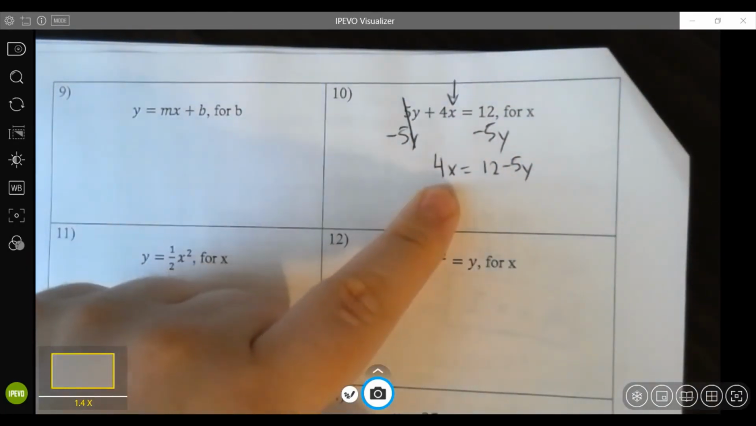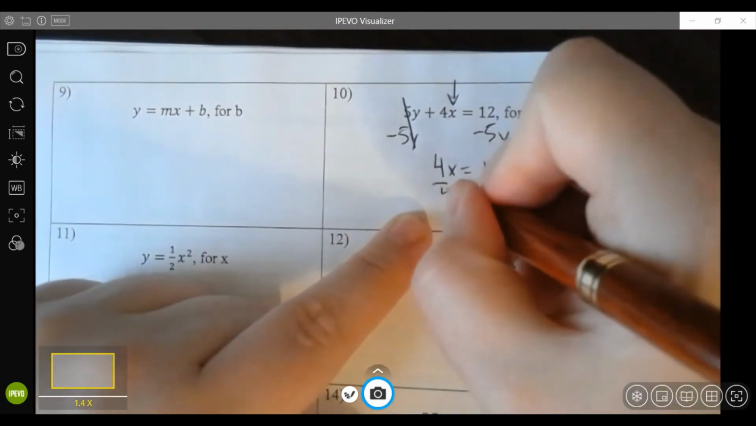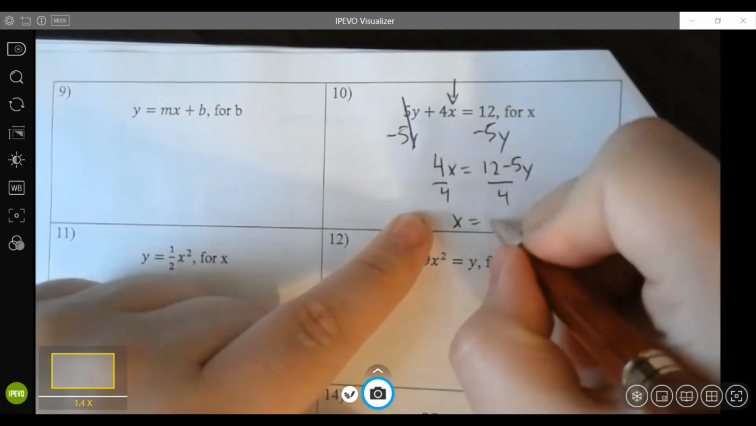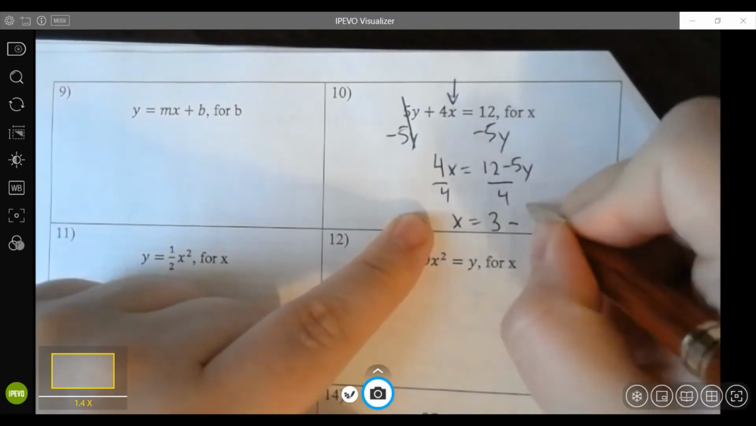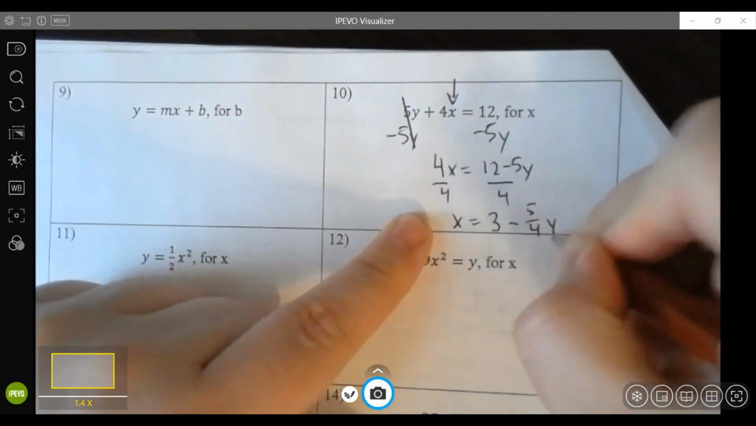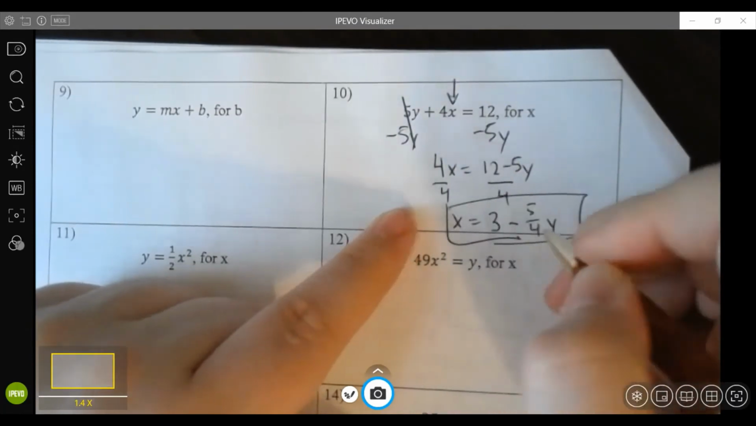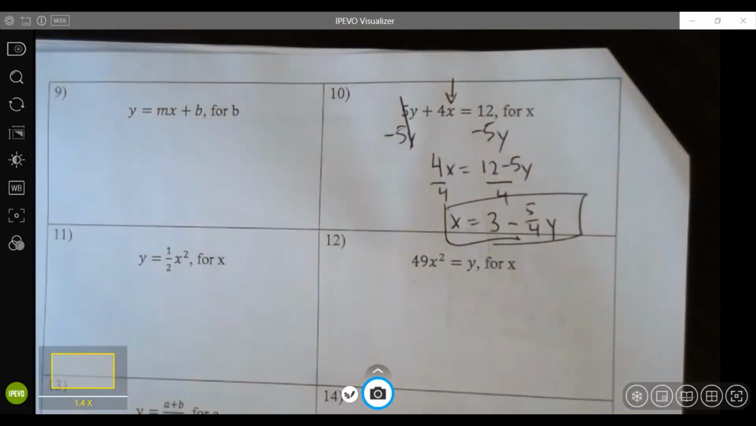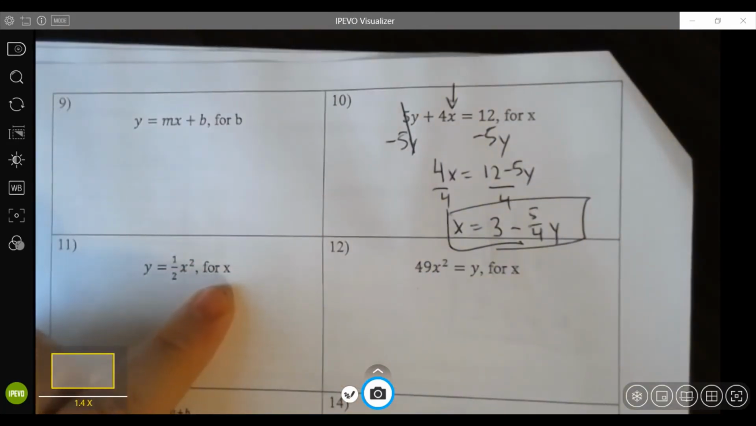And then now what's with the x is the 4. So we're going to divide everything by 4. So this is x equals 12 divided by 4 is 3. And then 5 divided by 4, we'll just leave that as 5 over 4y. And so that's your solution for that one. So that's basically how all those work. Just pay attention to what variable they're asking you to solve for.